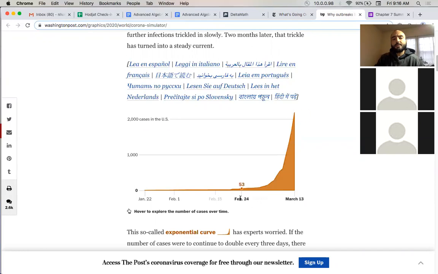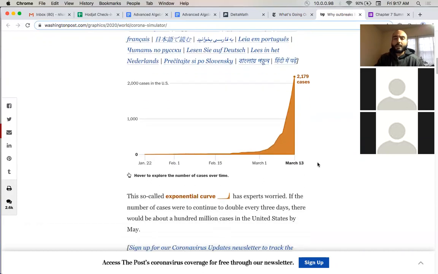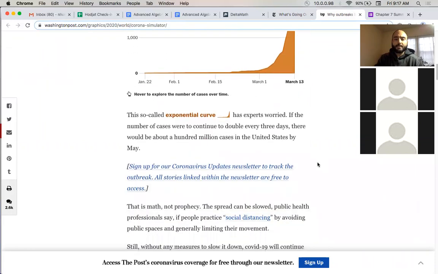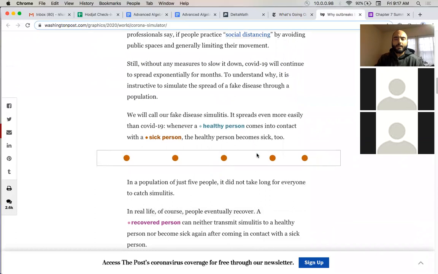So this is actual data here, beginning on January 22nd and ending on March 13th. And you can see that this is no joke. This is not a linear increase. This is certainly not a radical increase. So it's very timely and bizarre that we happen to be studying exponential relationships next week, because that's exactly what's going on.